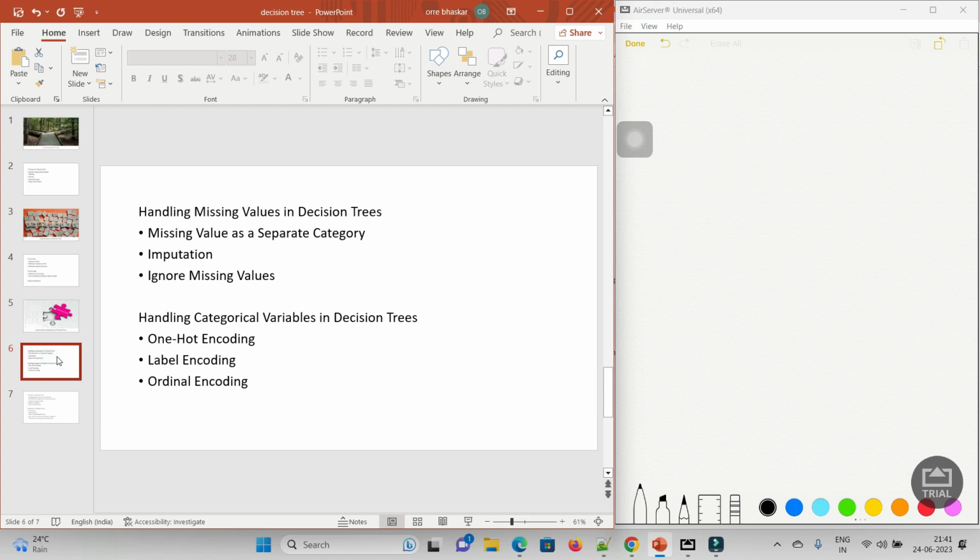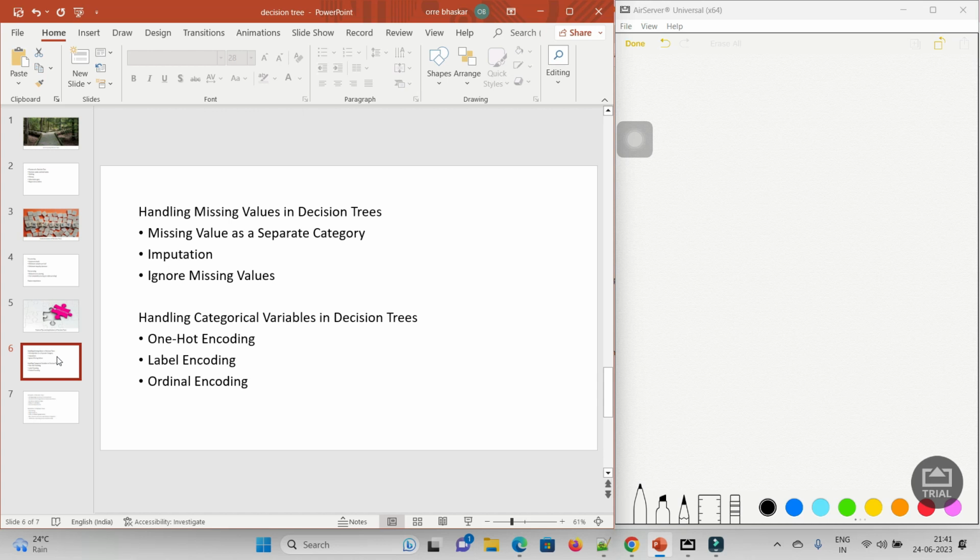Now that we are equipped with the essentials, let's dive into the practical tips and real-world applications that harness the power of decision trees. When working with decision trees, it's essential to know how to handle missing values and categorical values. These practical tips ensure that our models are robust and accurate, even when faced with imperfect data. Handling missing values in decision trees.